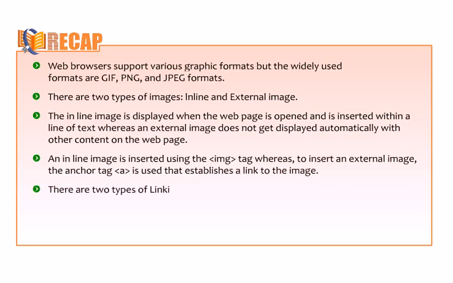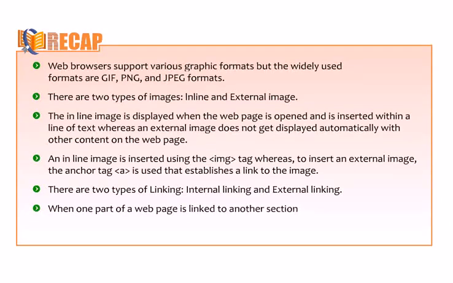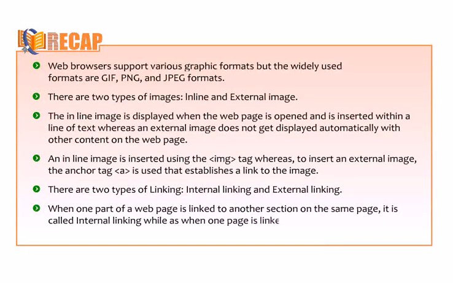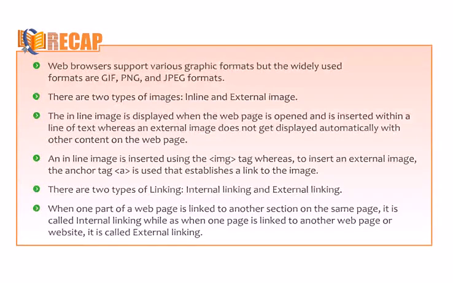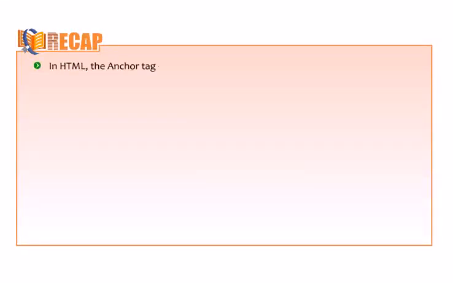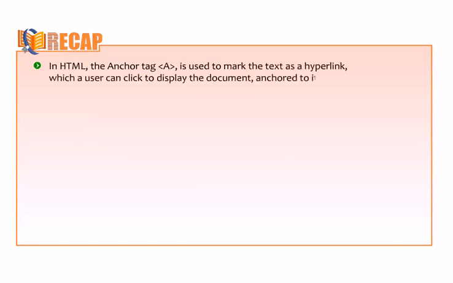There are two types of linking, internal linking and external linking. When one part of a web page is linked to another section on the same page, it is called internal linking, while when one page is linked to another web page or website, it is called external linking. In HTML, the anchor tag A is used to mark the text as a hyperlink, which a user can click to display the document anchored to it.